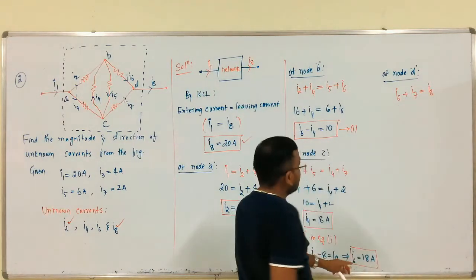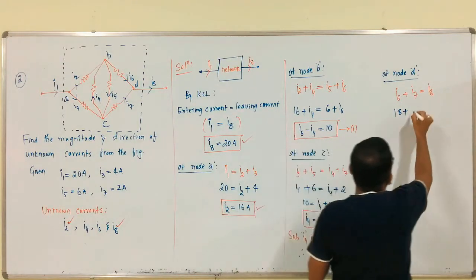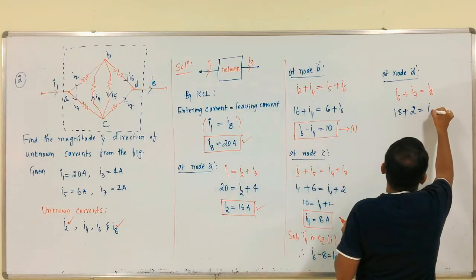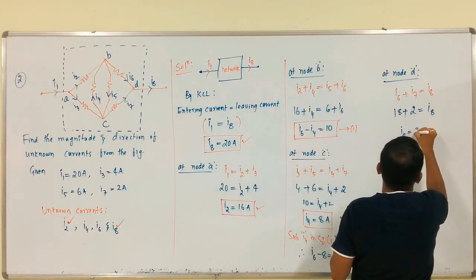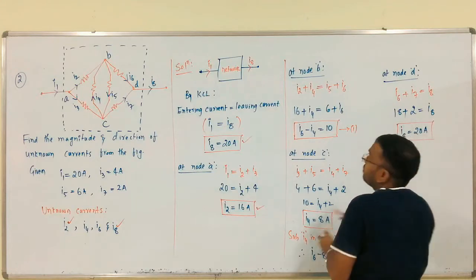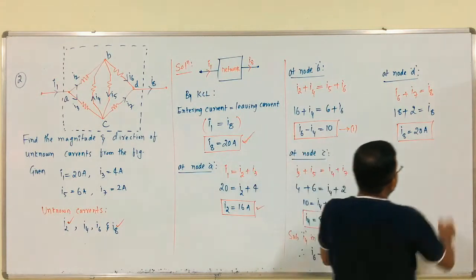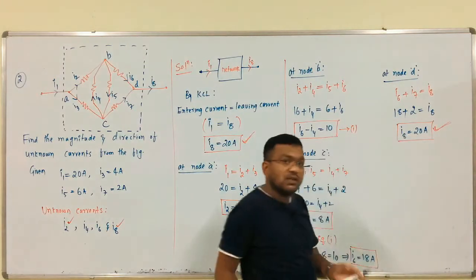What is the value of I6? That is 18, plus what is the value of I7? That is 2, which is equal to I8. What is the value of I8? It is equal to 20 amps. See, from this observation I8 equals 20 amps. From the calculations, what is the value of I8? Which is also 20 amps.